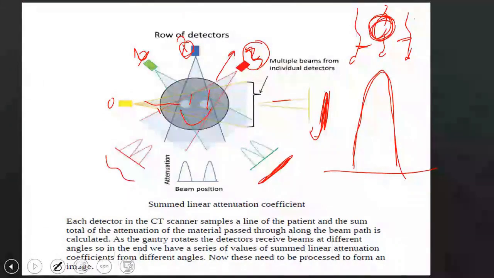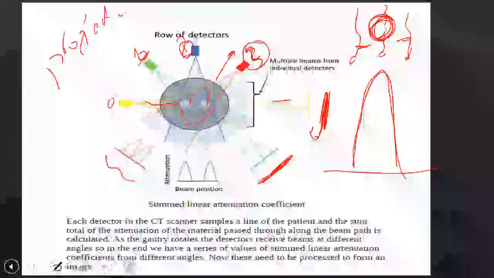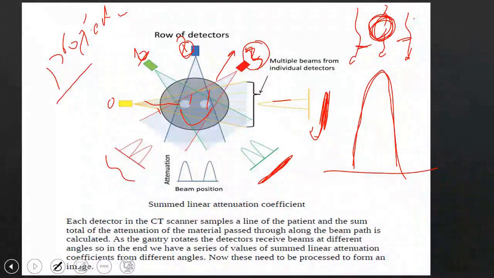Every angle I take, I call it a projection. So this projection, my detector received it correctly.